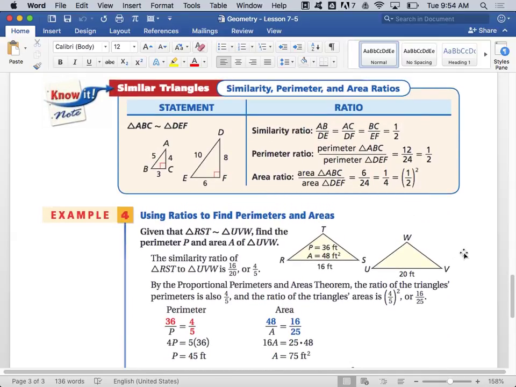Now, perimeter ratio and area ratio. Okay, if the similarity ratio is 1/2, the perimeter ratio is the same. So if one shape has sides that are half as long as the other shape, then the perimeter is half as long as the other.